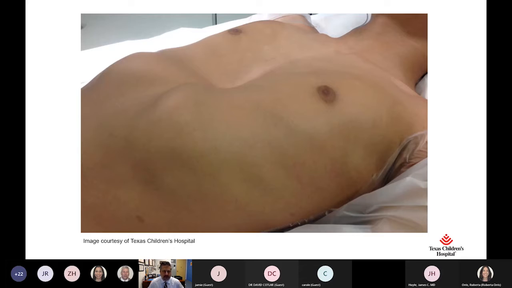So this is a picture of someone with a pectus excavatum, which is something that will pretty much dominate most of the discussion today. We're going to go through many aspects of what it is, how it happens, and how to treat it.